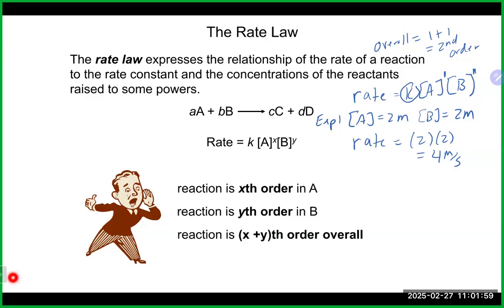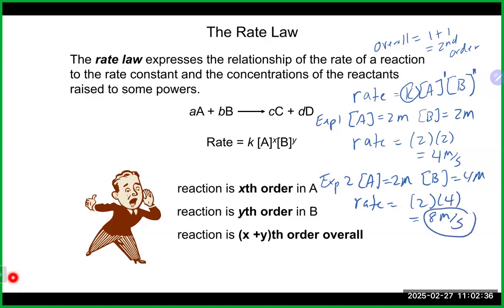Now let's just say I did this reaction and I'm like, wow, this reaction was way too slow. I need to speed this up. I don't want to be there all day to do this reaction. So I'm going to do another experiment. In experiment 2, I'm going to keep A the same, but I'm just going to double the concentration of B that I started with. So I put it into this rate law, and now I end up with 2 times 4, which gives me 8 molar seconds as my rate.